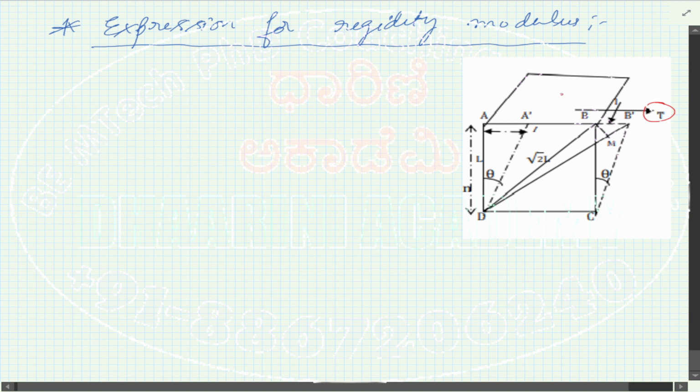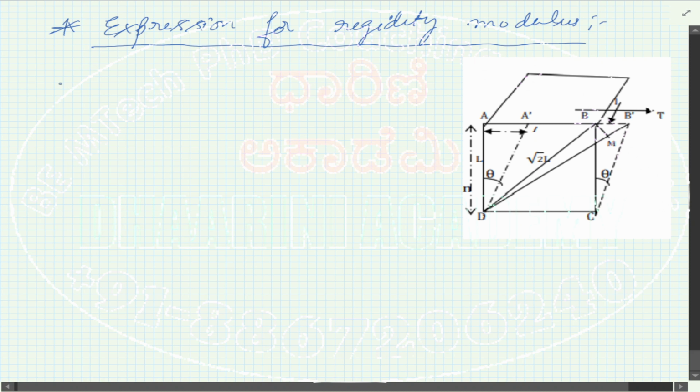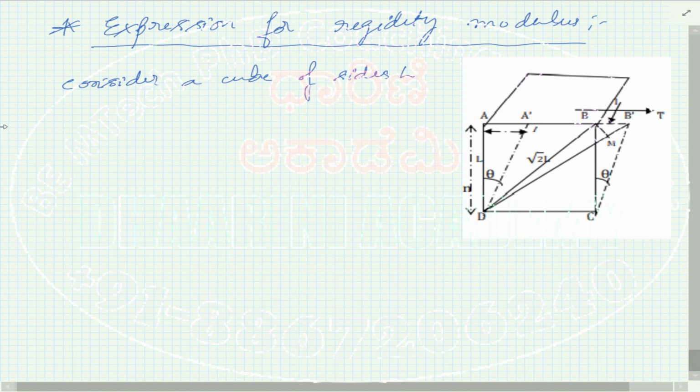So if at all I was looking at the perpendicular, then this would have been the case, but now it is not that. The force has to be tangential. Okay, so let's write these points for our reference. First, we consider a cube of sides L. So L is the side.